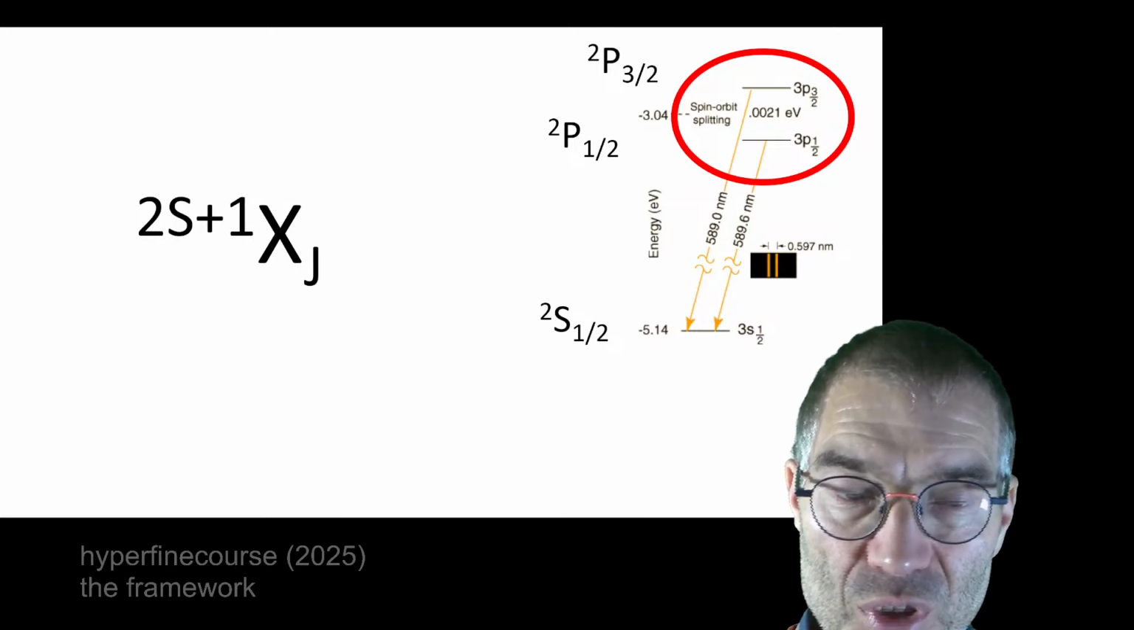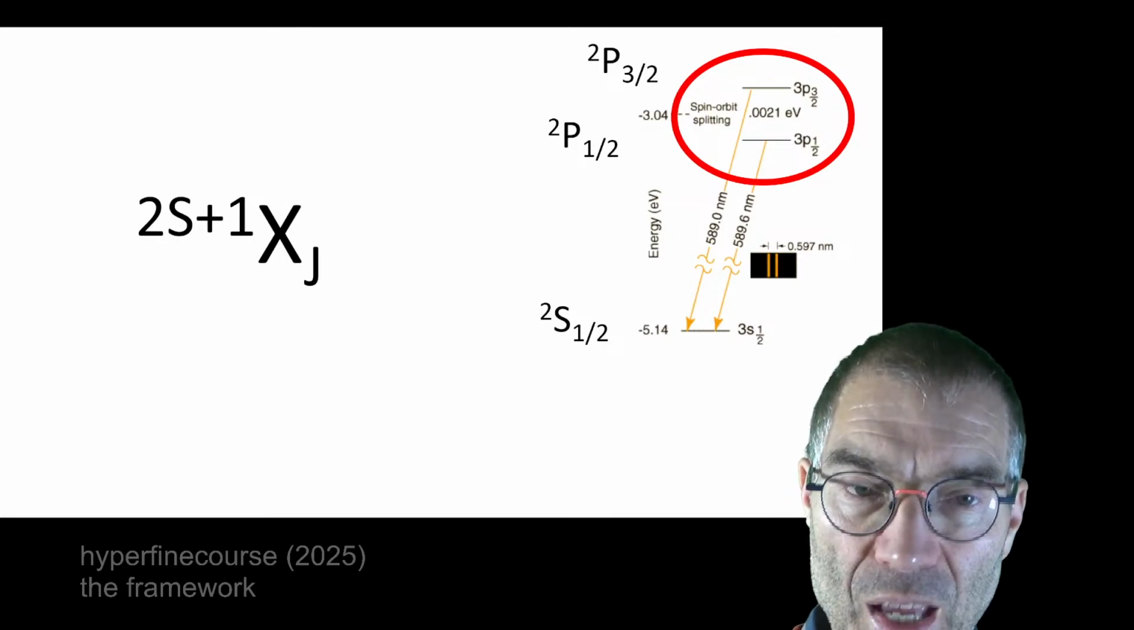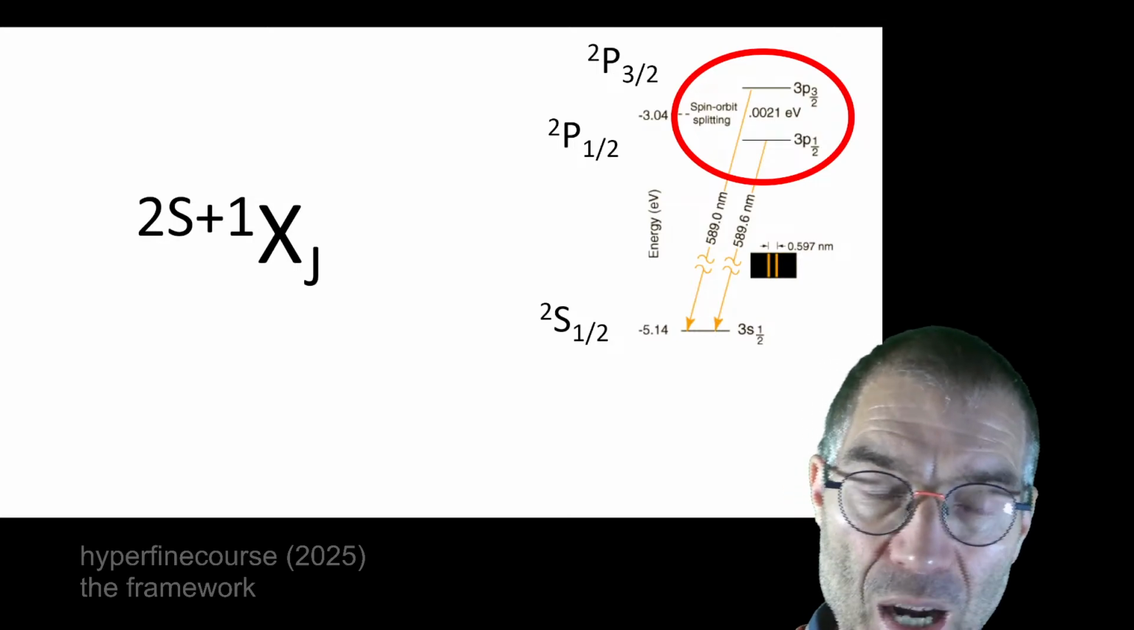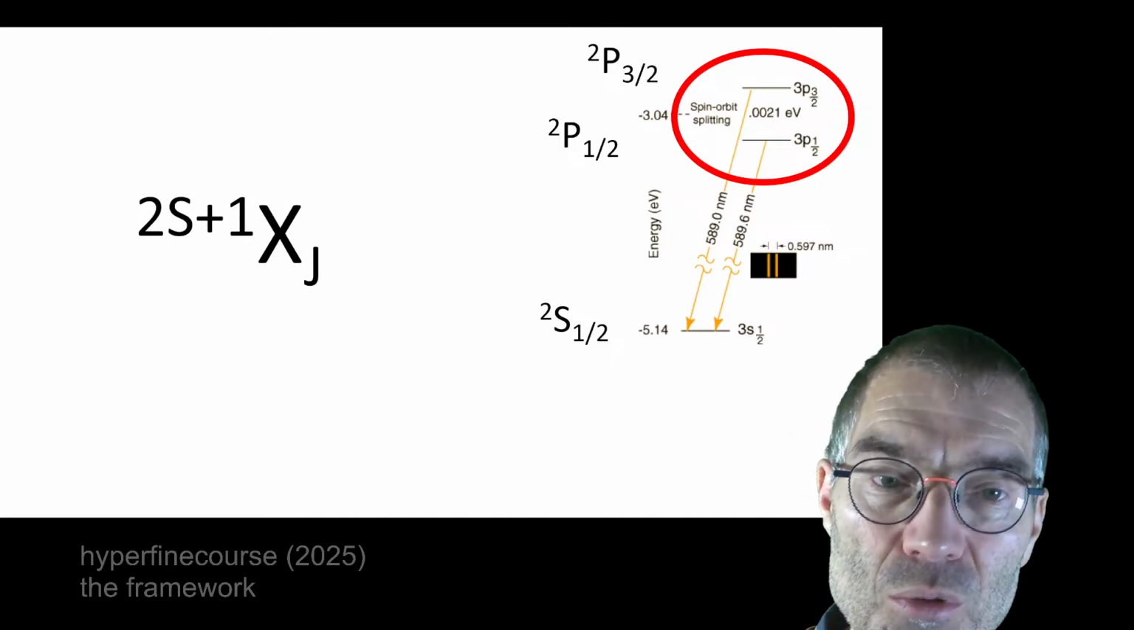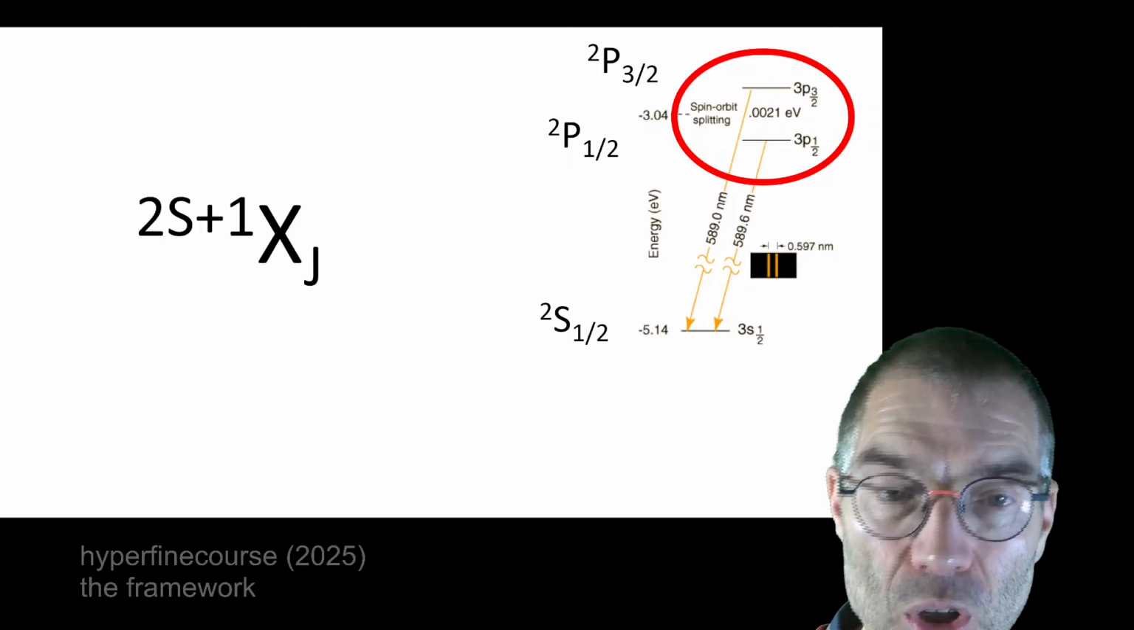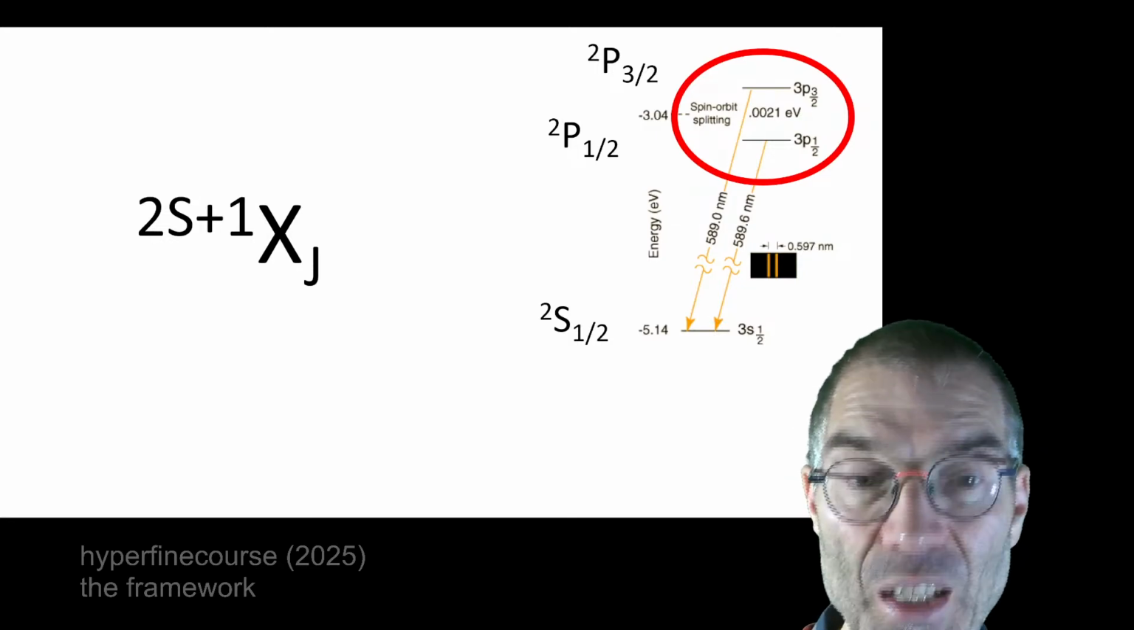Then for the ground state, what is J? We have either L minus S, so 0 minus 2 absolute value, that's 2, or 0 plus 2, that's also, what am I doing here?